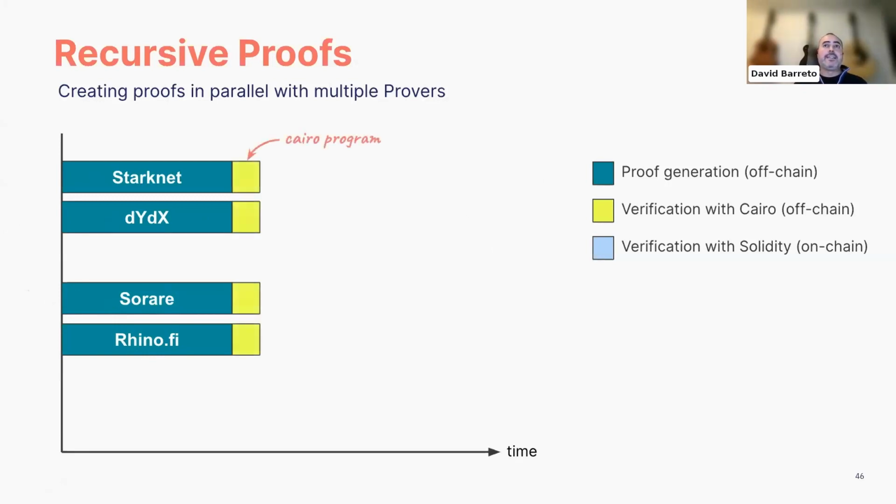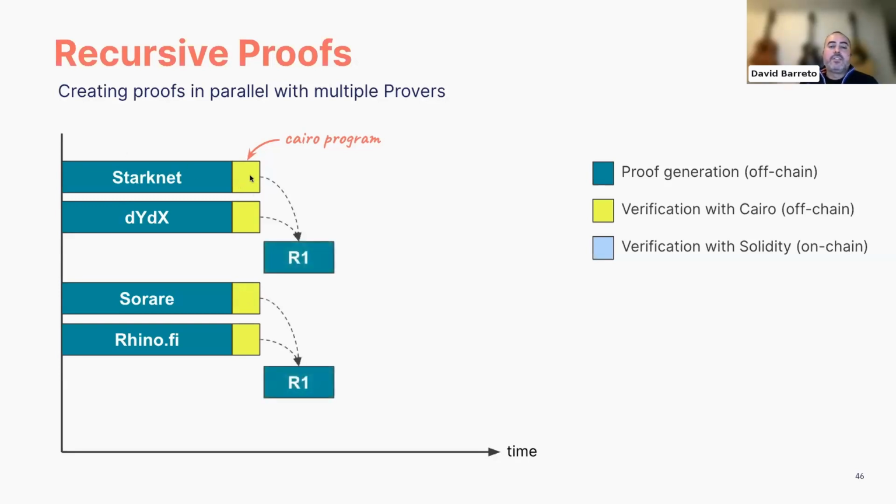So now what happens is that after the proof is created, that proof is not directly sent to layer 1 for verification. It's actually sent to a verifier inside of Sharp written in Cairo. So this verifier actually verifies this proof being created here inside of Sharp.